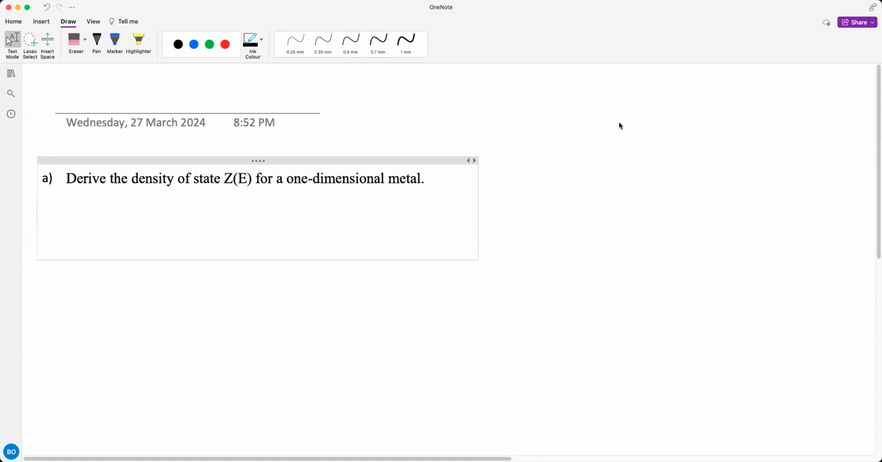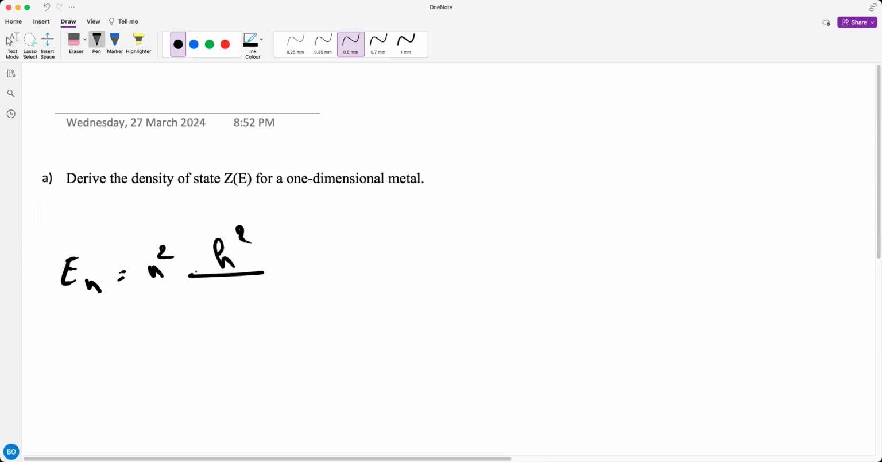For the 1 dimension, as we did for the 3 dimensions, we start with the expression of the energy for a metal, the approximation for a metal, which is h squared n squared over 8 m L squared. L is the dimension of the crystal, of the unit.